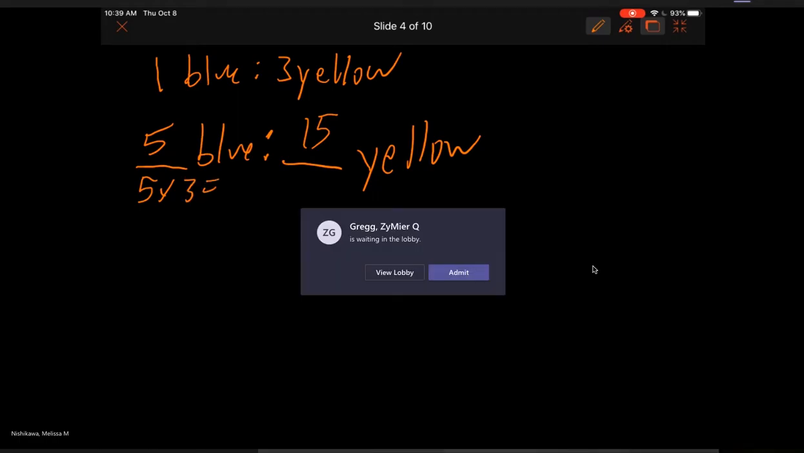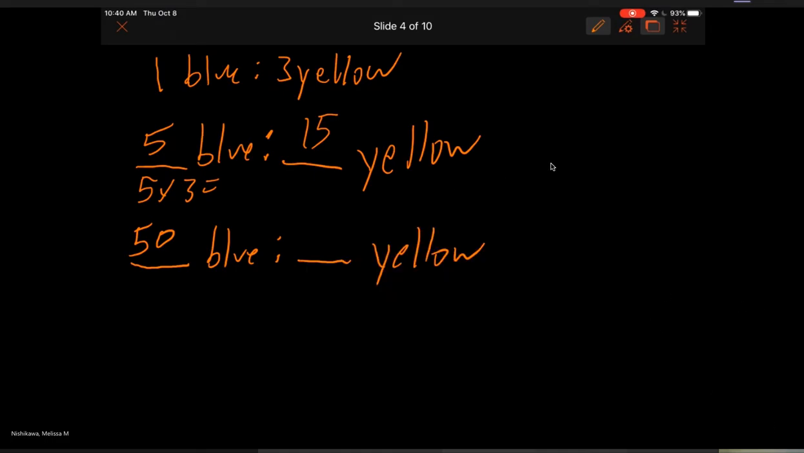So you're going to multiply however many blue you have to find your yellow. So I could put 50 blue here. All right, please keep your microphones on mute unless you're answering a question, because your background noise is distracting. So if we had 50 blue, how many yellow would we need?